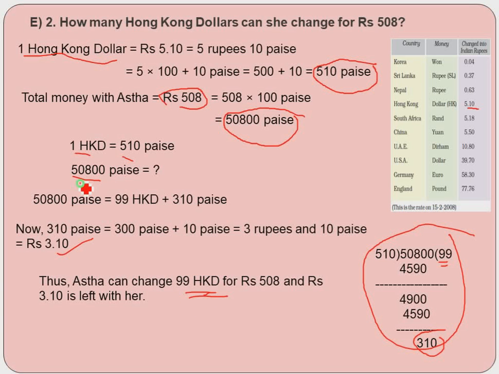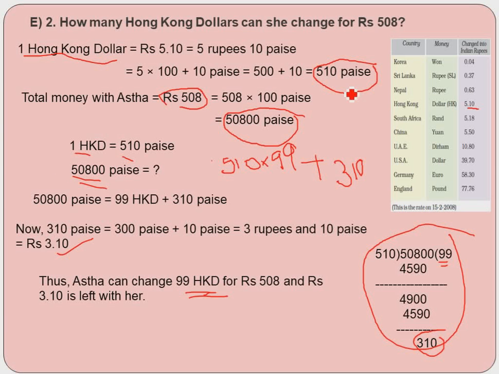Or this can be done like this also. Now 50,800 paisa is equal to how much? You can write it as 510 into 99, plus 310. Can I do it like this? Yes, this can be written in this way also. I have taken it as 510 into 99 plus 310. You multiply this, add 310, you will get 50,800 only.